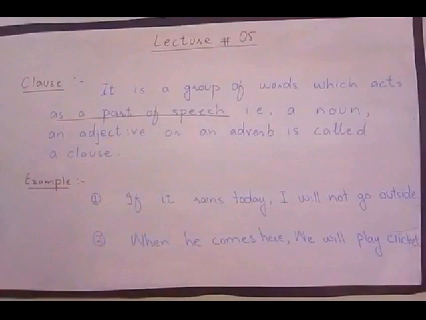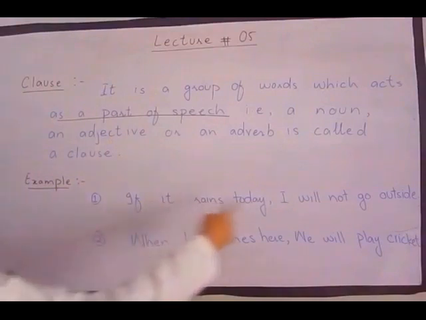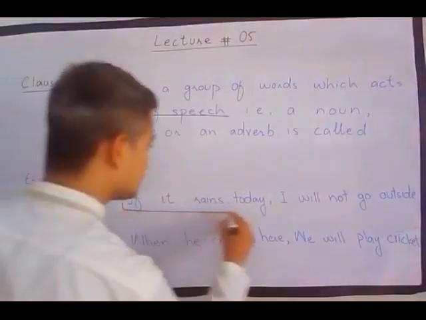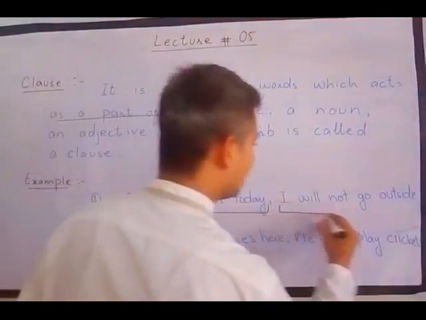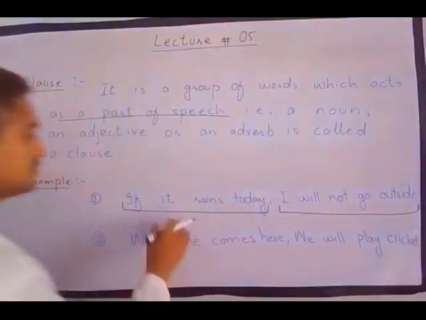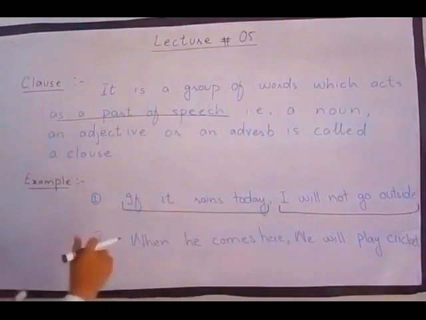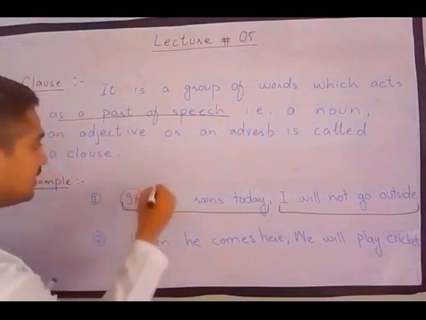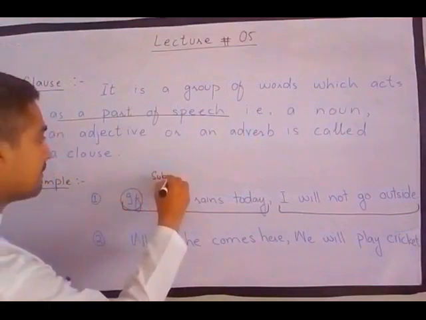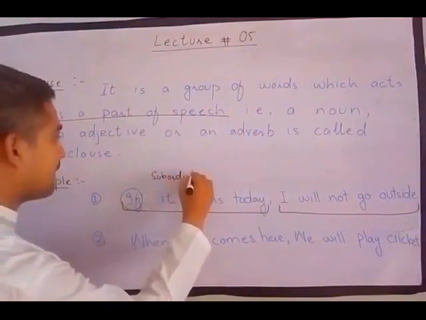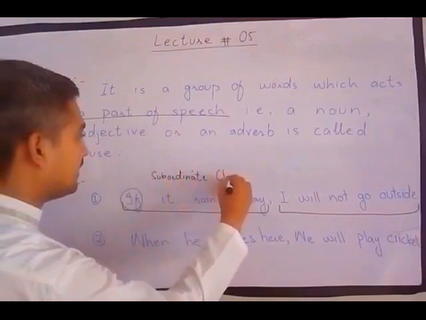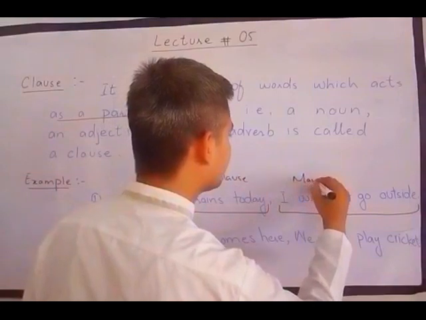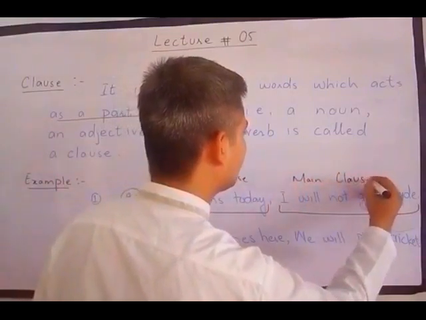Now look at the examples. If it rains today, I will not go outside. So I have mentioned in this sentence two clauses. This if clause is called here the subordinate clause, and this second one is called here the main clause or principal clause.